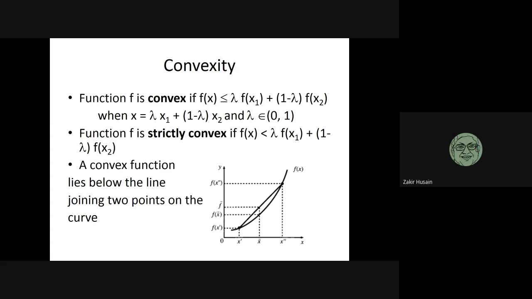A function f is said to be convex if f(x) is less than or equal to lambda times f(x1) plus 1 minus lambda times f(x2). What is x? x is lambda x1 plus 1 minus lambda x2, when lambda lies between 0 and 1. This function becomes strictly convex if instead of this weak inequality we have a strong inequality. So we write the same expression, but instead of less than or equal to, we write less than.